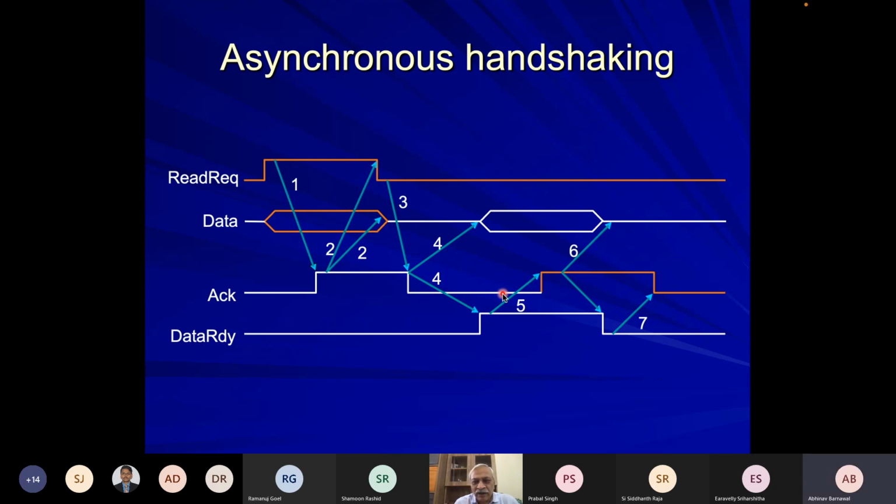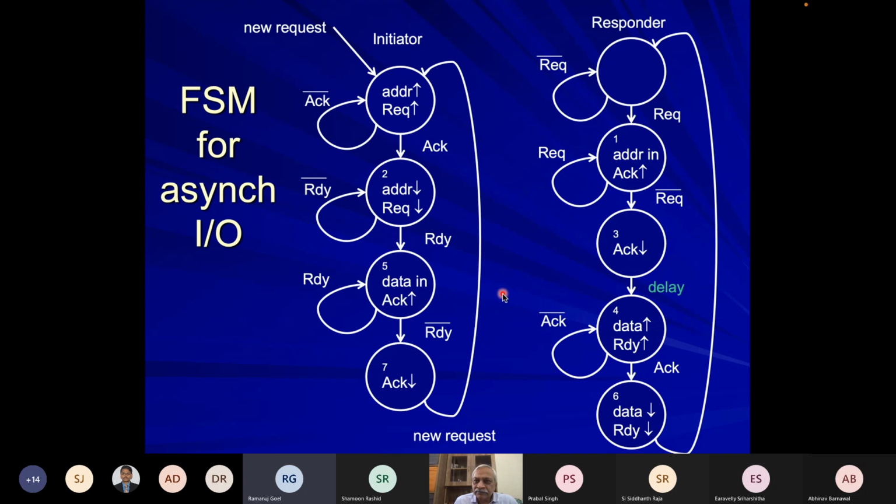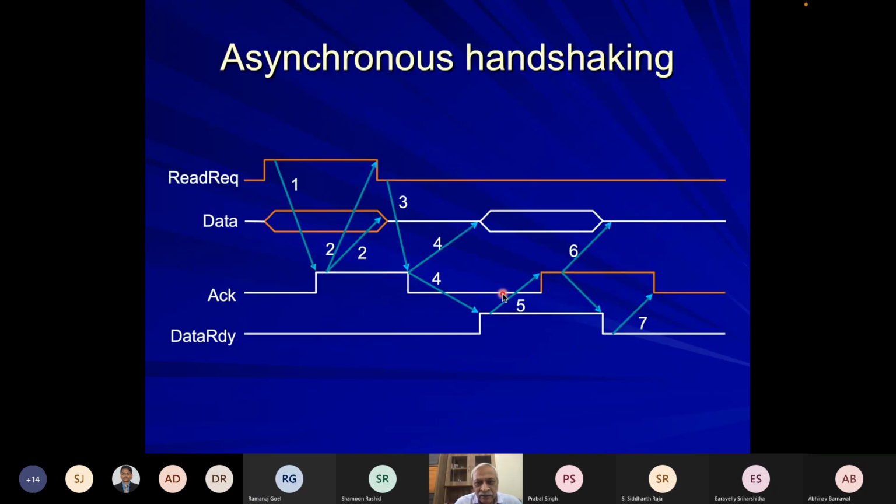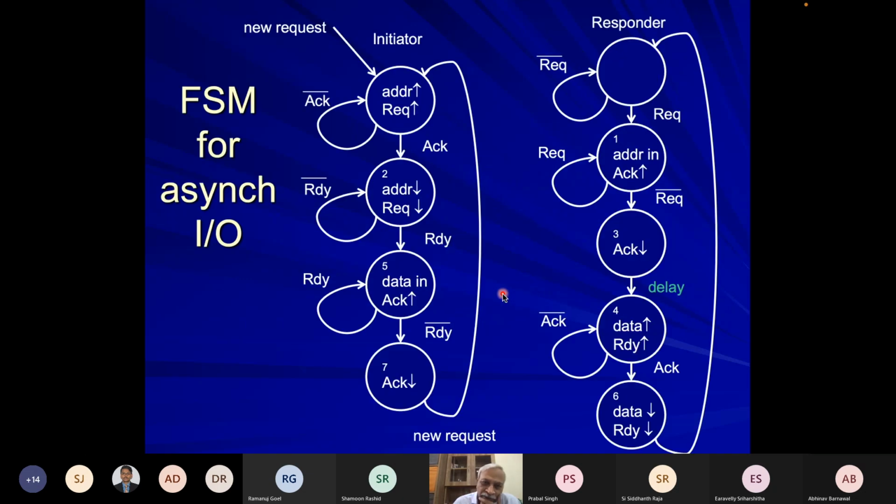Okay. Sir, in the FSM for the master, I don't think there was a check for acknowledgement being lowered here, right? Yeah, you're right. So that seems to be missing.